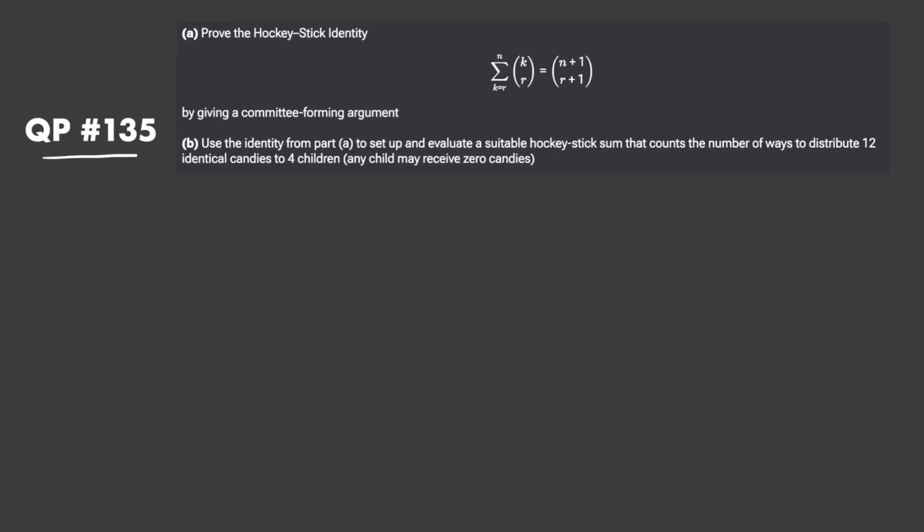Hello everyone, today let's take a look at QB135, a relatively tricky question, in which in part A, we're proving the hockey stick identity with the committee forming argument. And then in part B, we're going to use that to set up and evaluate a sum that counts the number of ways to distribute 12 identical candies to 4 children.